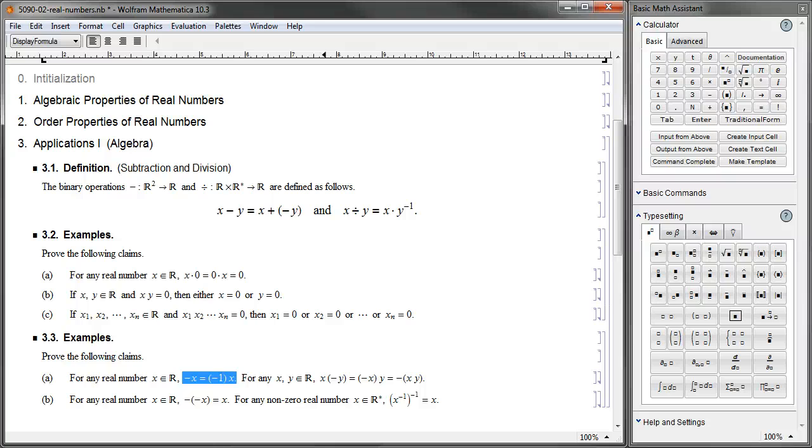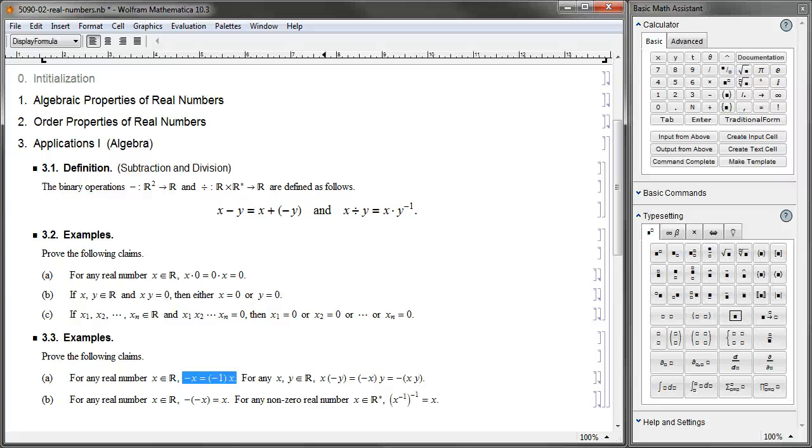We did not define negative x as negative 1 times x, mind you. We defined negative x as the additive inverse of x by proving that there is one and only one additive inverse of x, and we named it negative x. And this problem is asking you to prove that negative x, which was defined as the additive inverse of x, is the same as negative 1 times x. How do you prove that?